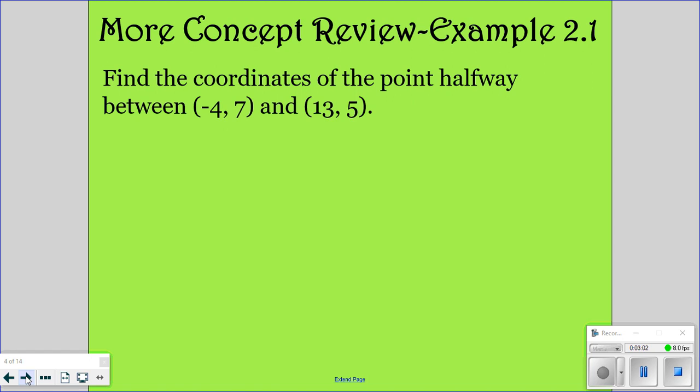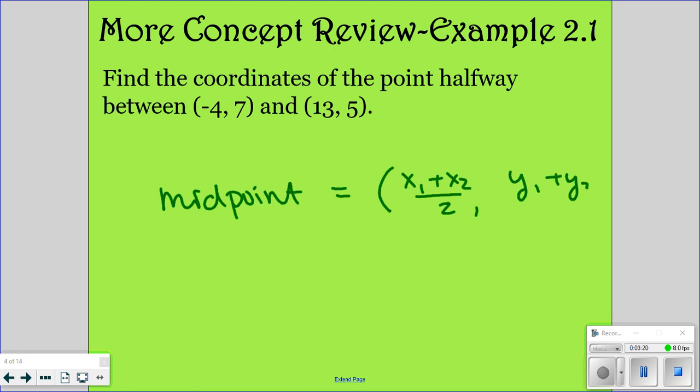So we want to find the coordinates of the point halfway between those 2 points. Coordinates of the point halfway between 2 points is the midpoint. Your midpoint formula, it is just x1 plus x2 divided by 2, y1 plus y2 divided by 2. I won't write in green on top of a green background anymore, sorry. So that's your midpoint formula.